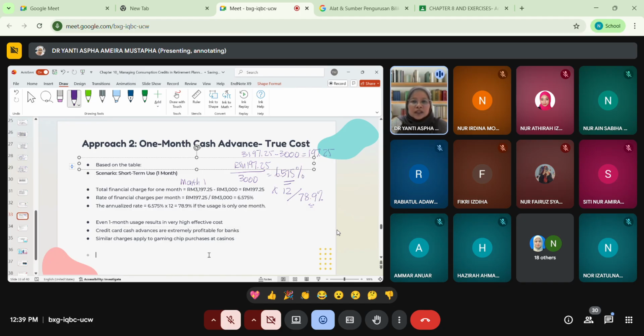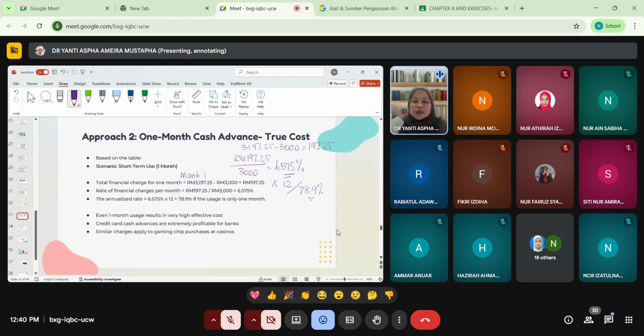So you mungkin wonder kenapa bank still ada, kan? Sebab ada credit card. Okay, so that's why bank still, dia mungkin rendahkan interest kepada FD, rendahkan interest kepada savings, rendahkan interest pada loan. But with credit card, the interest is very high.